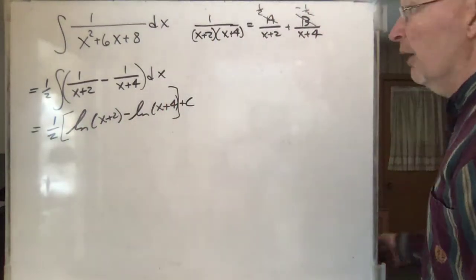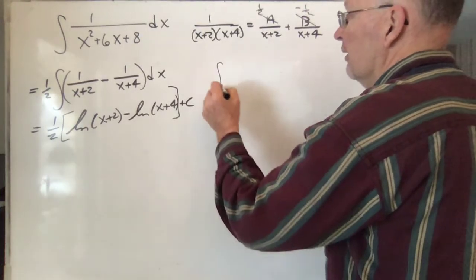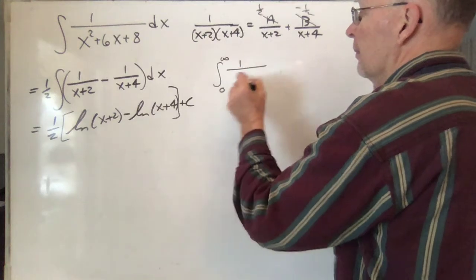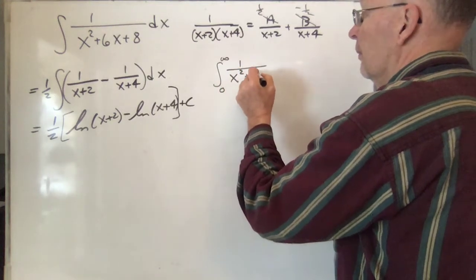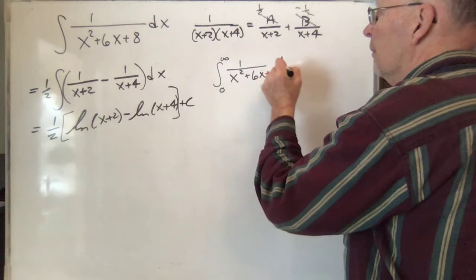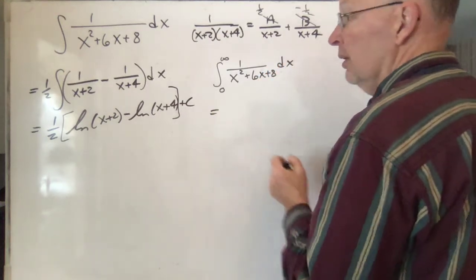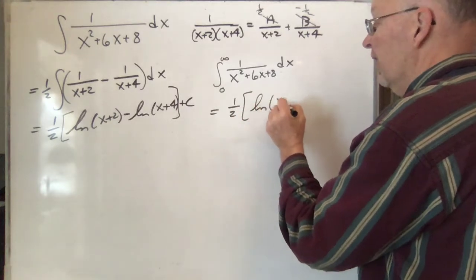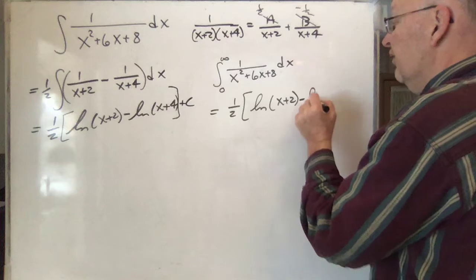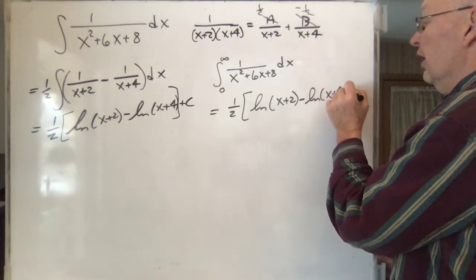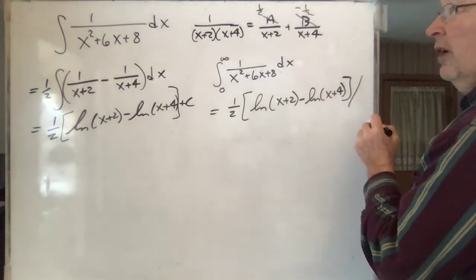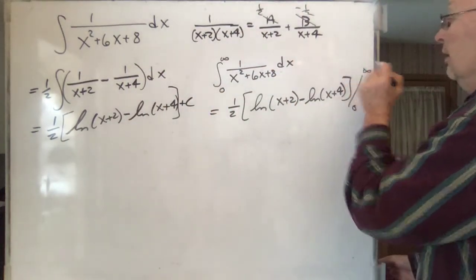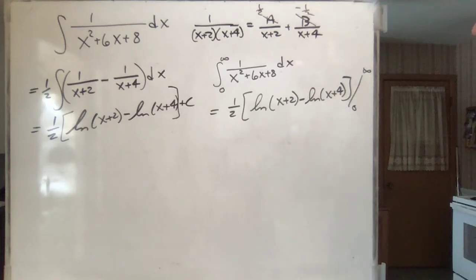Okay, so now I can go back to the improper integral here. So this thing right here is equal to 1/2 times the ln of x plus 2 minus the ln of x plus 4, all from where? I think this went from 0 to infinity. Okay, from 0 to infinity.